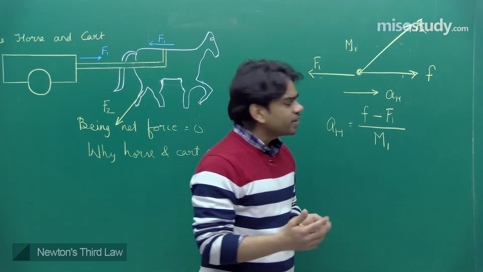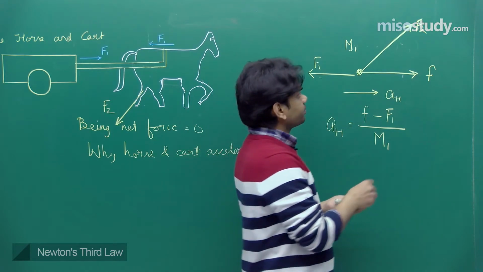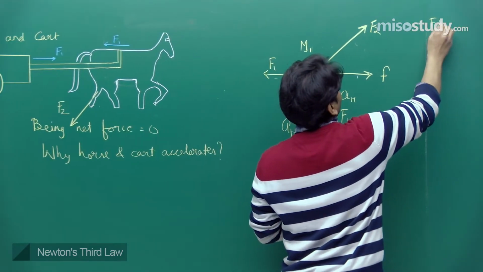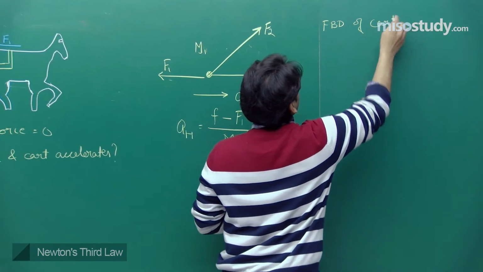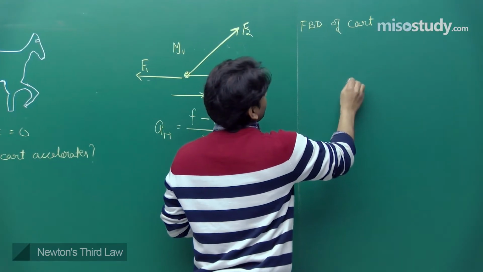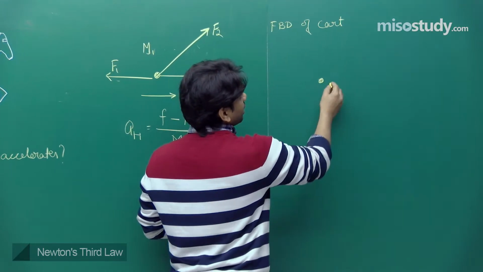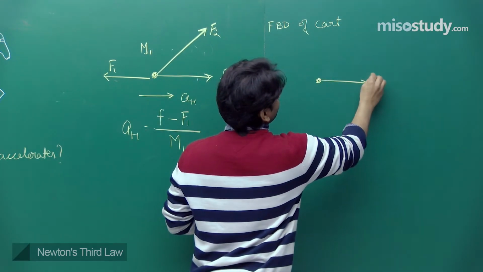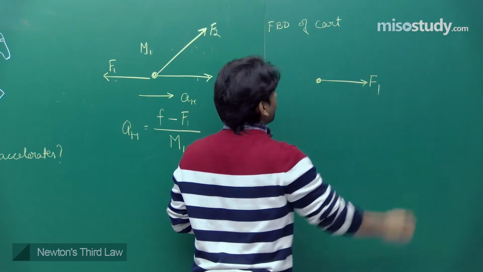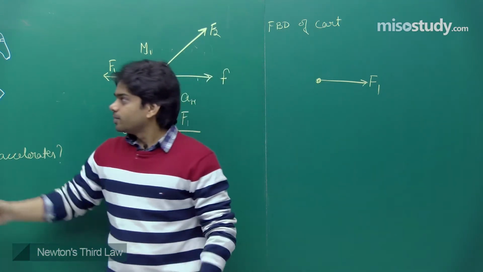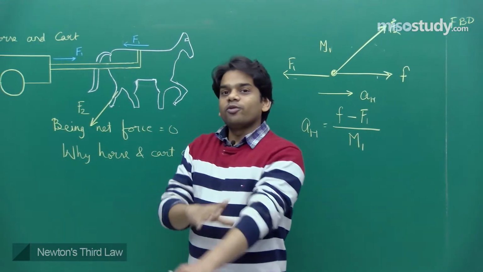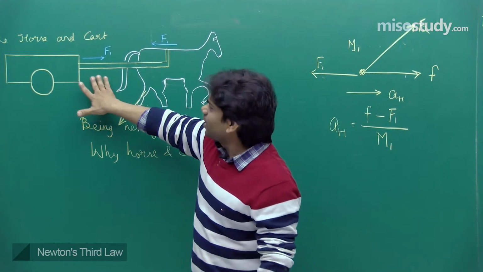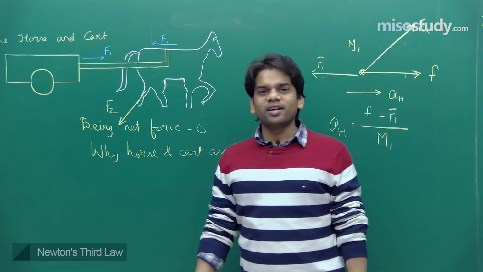Now let's draw the FBD of the cart. So free body diagram of the cart, let us take the mass of the cart as m2. What are the forces acting on it? One force is by the horse and that will be F1 magnitude. Come to the diagram. One force of F1 magnitude is acting on the cart. So we can say the acceleration of the cart is F1 by its mass, and its mass we have taken as m2.